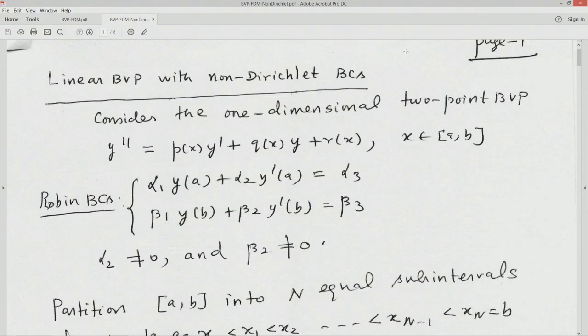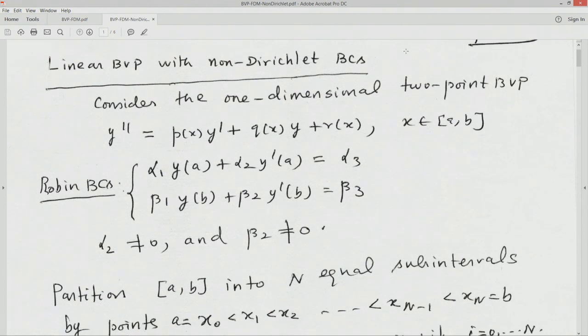The procedure is analogous to what we have done for the Dirichlet problem, with slight modifications, namely the boundary conditions are of the Robin type or the Neumann type. So, we have to make some modifications to write down these boundary conditions and incorporate them into the algebraic system. So, let us see how this can be done. We now consider linear boundary value problem with non-Dirichlet boundary conditions.